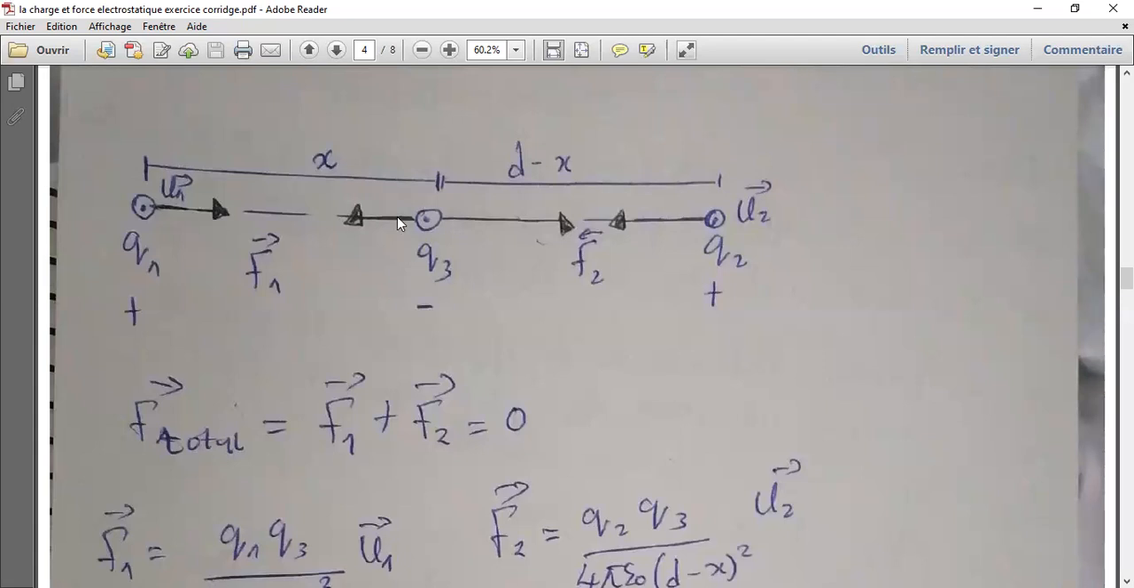So that's why I've drawn this arrow for Q1, which is the force of attraction, and this arrow for Q2, which is also the force of attraction towards Q2. Since Q1 is the one exerting the force on Q3, you have to calculate the force F1. And since Q2 is the one exerting the force on Q3, you have to calculate the force F2.